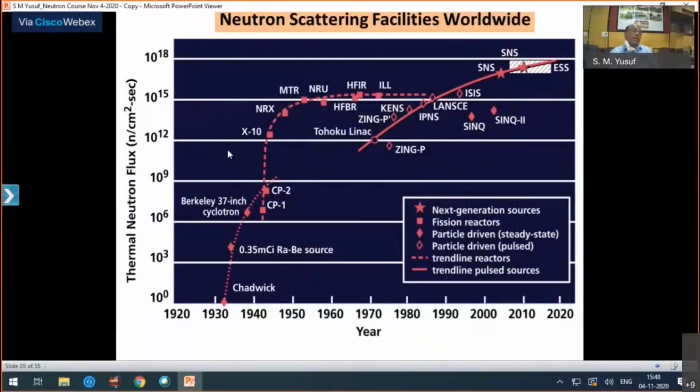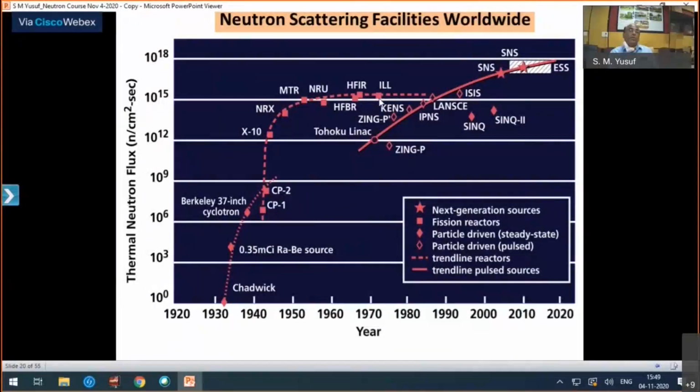Then what happens with time? These neutron sources are built. That was the very first one, which I told you, this one, X-10, the graphite reactor at Oak Ridge National Lab. Then with time, many reactors are built. In fact, our reactor, Dhruva research reactor, flux-wise it is 10 to the 14, 1.5. So it will come here, and it was built in 1985. So the time scale is here, and flux-wise this is here. So this is called a reactor-based source.